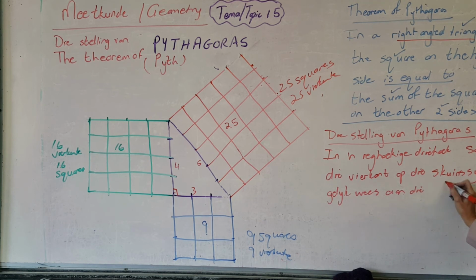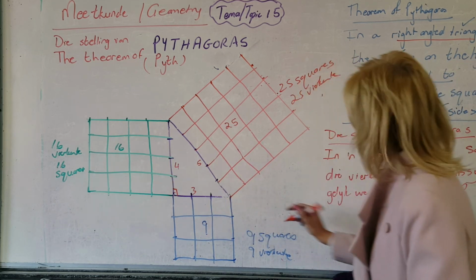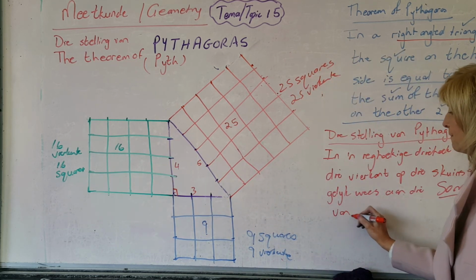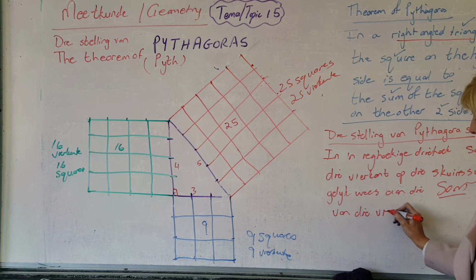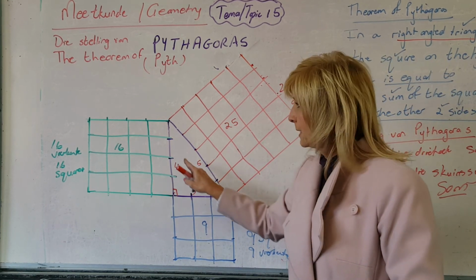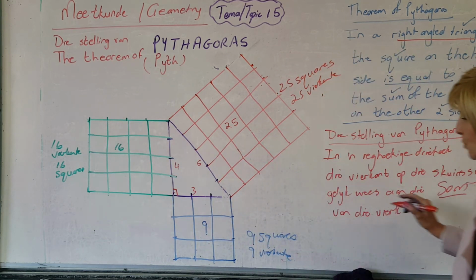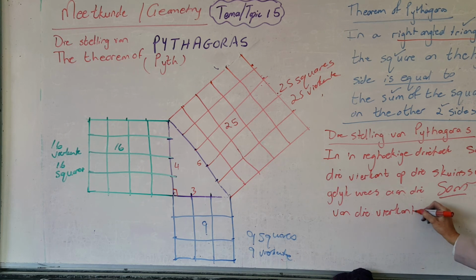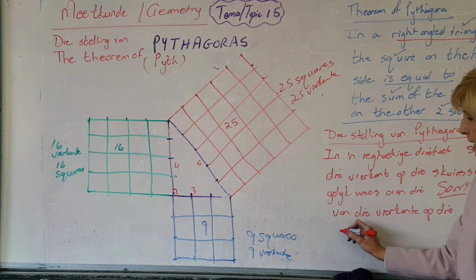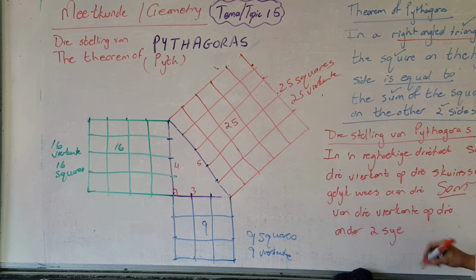die som, wat beteken som van? Tel dit bymekaar. Die plus van die ander twee, aan die som van die vierkante, nie die sy nie. 3 plus 4 is nie 5 nie, maar die square van 4 en die square van 3 gee vir jou die square van 5, aan die vierkante op die, jy kan sê reghoeksye, of op die ander twee sye. Nou moet jy dit eers afskryf.